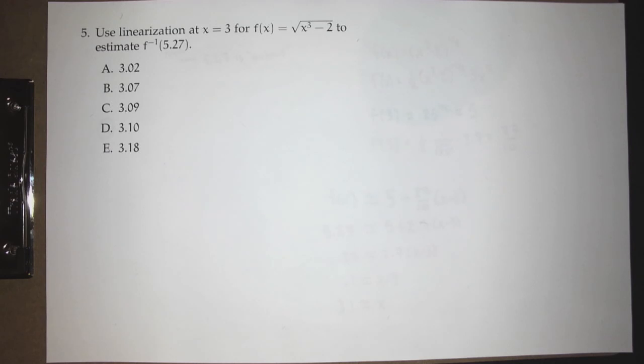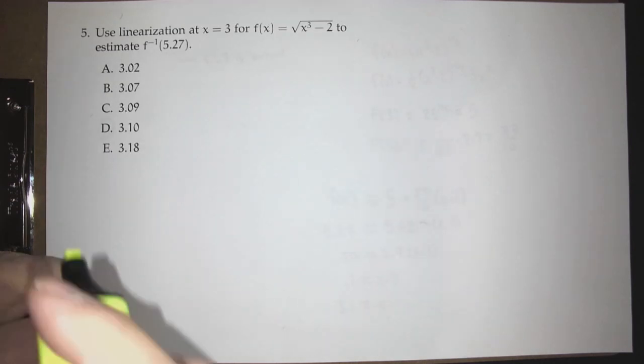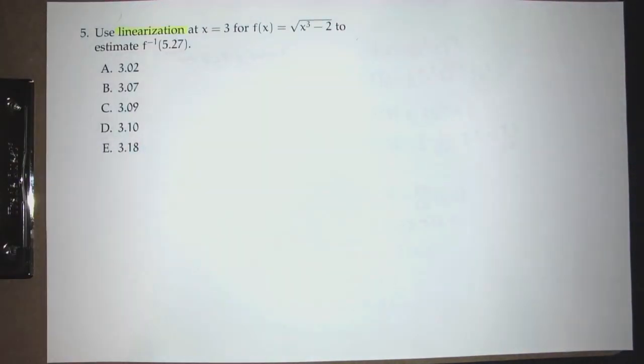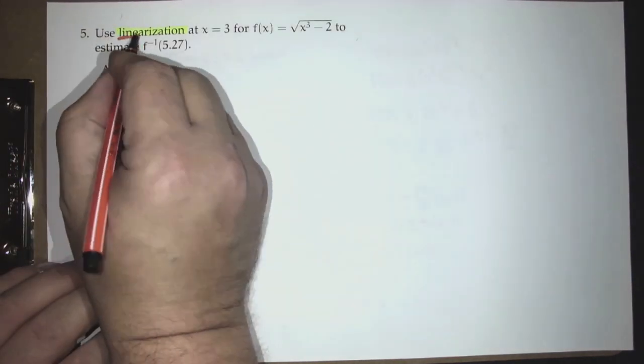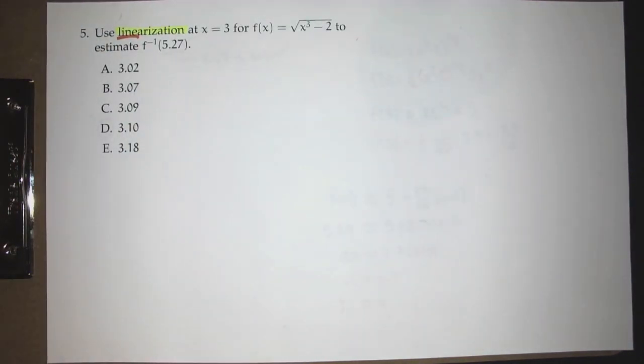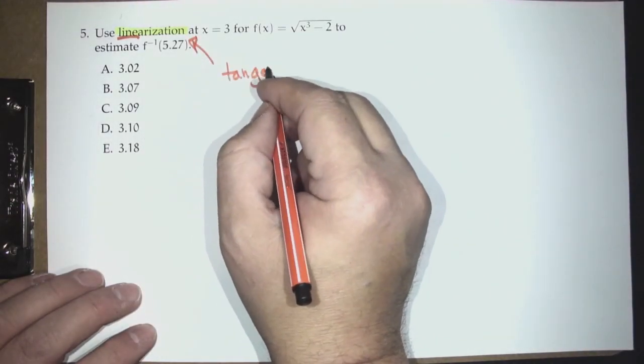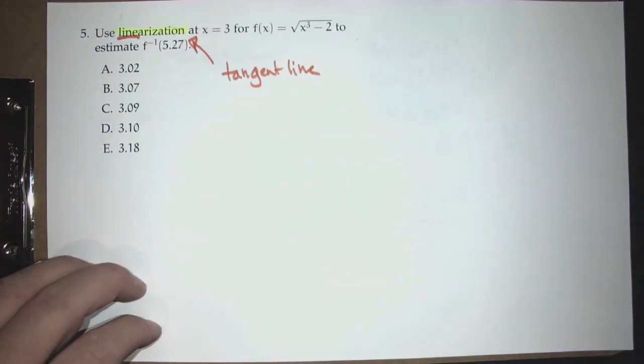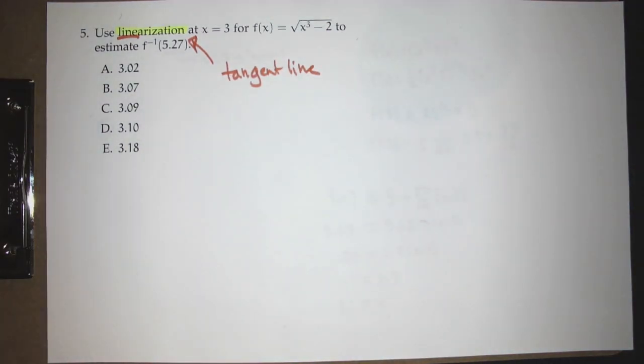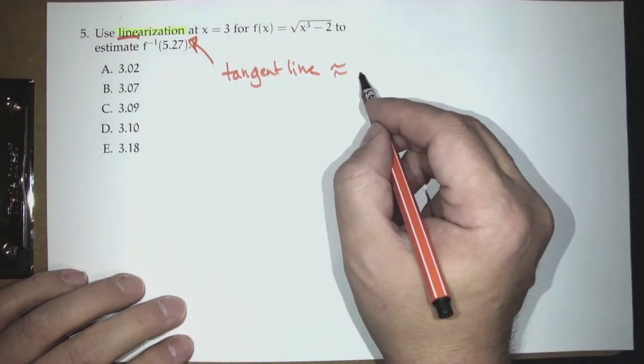Okay. Some key words here. Linearization, that's a key word. When you see linearization, what do you think? You think line, good, because it starts with the word line. And you say, what's our favorite line? Tangent line. So linearization says you're going after the tangent line. So the problem is telling you what to do. It says, I'm finding the tangent line at x equals 3. And now, what's the idea? The tangent line, this is an approximation for the function.